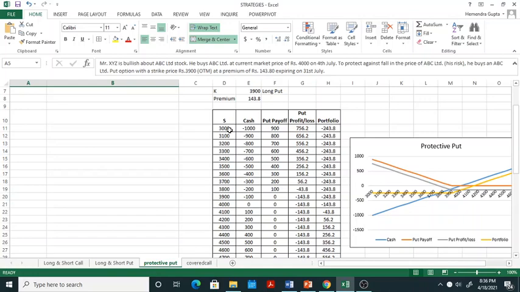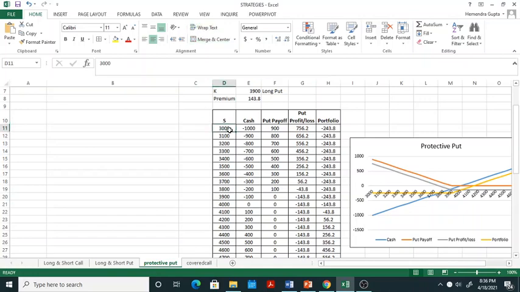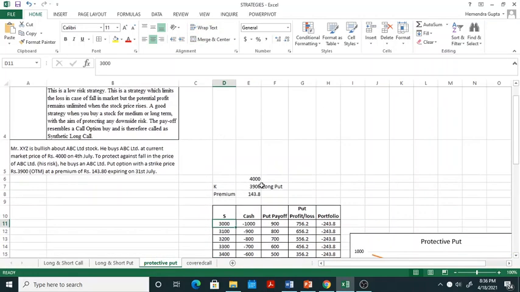Now let's look at what happens if the price reaches 3,000 rupees. Mr. XYZ has purchased the stock at rupees 4,000. If the price has gone down to 3,000 rupees, he will have a loss of 1,000 rupees on his holding. So per stock, that person will be losing 1,000 rupees.